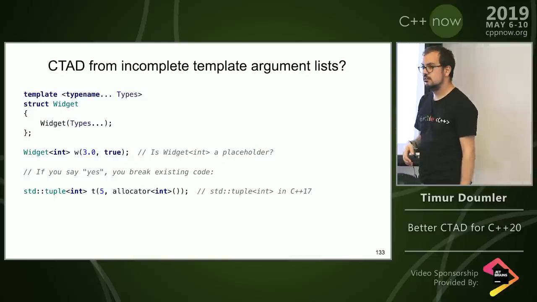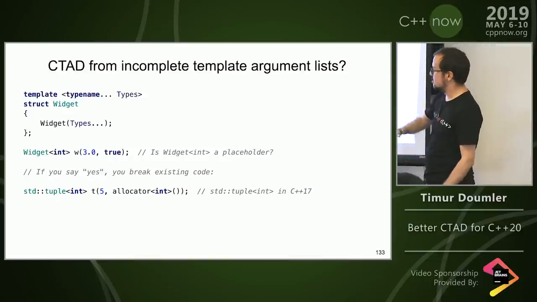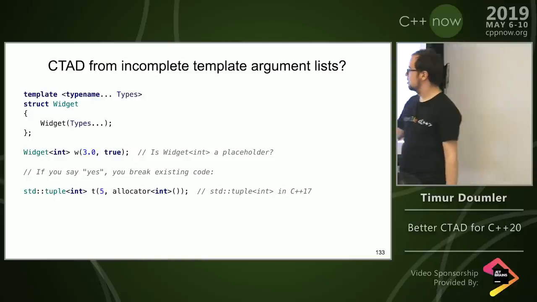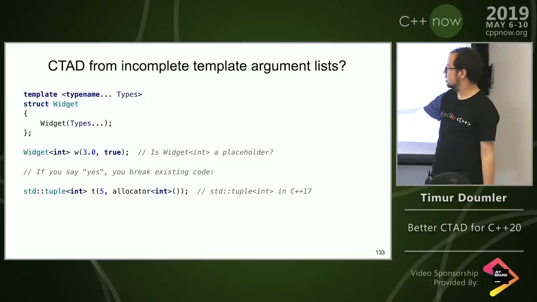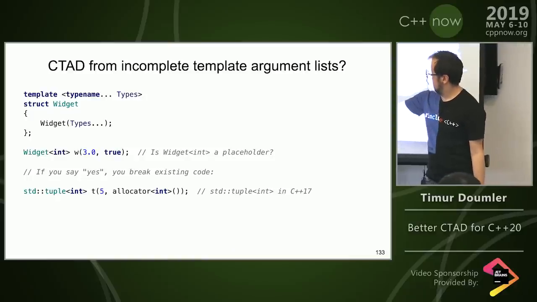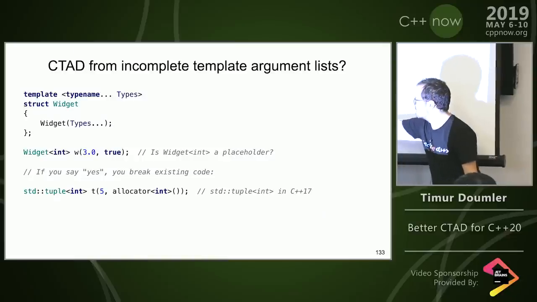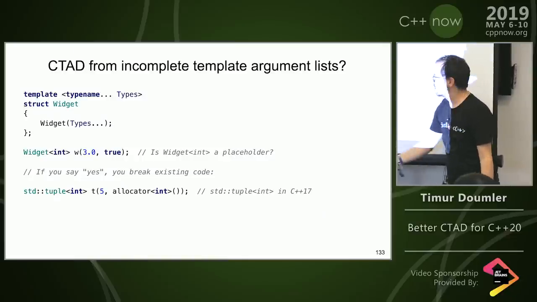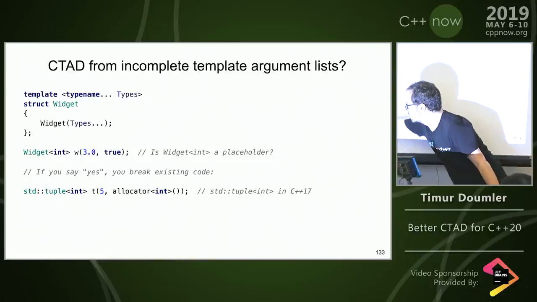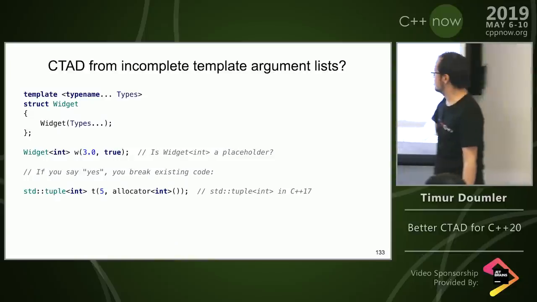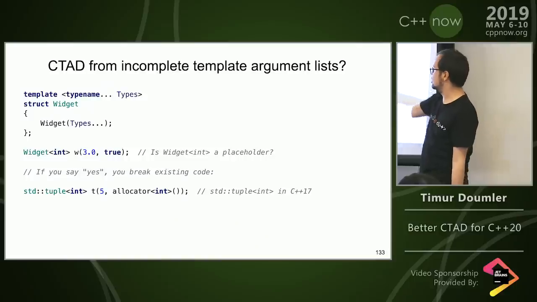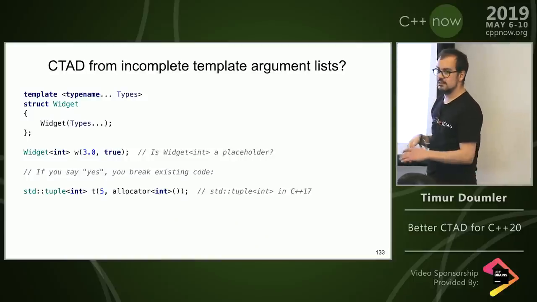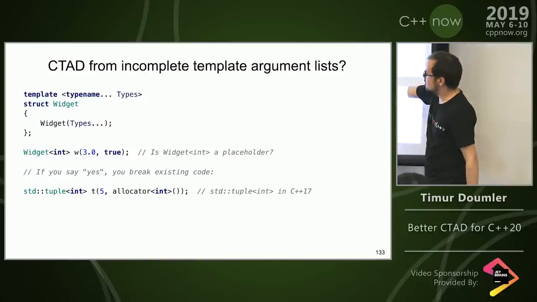You could say ambiguous. Well, OK, so if you say it is, this breaks instantly, right? Because currently tuple can have this second argument, which is the allocator. But if this can be an incomplete thing and you're going to use CTAD, then instead of a tuple of int, you're going to deduce a tuple of int and allocator of int. So this literally breaks code. So you can't do this.